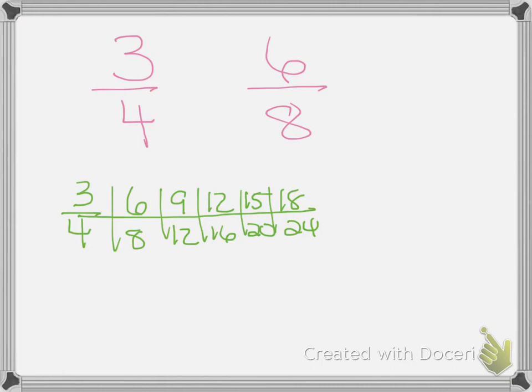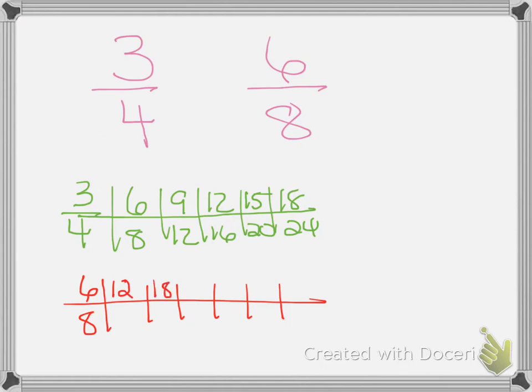All right, now I'm going to do the same for 6/8. Again, I'm going to go about 5 or 6 out, and I'm going to count by 6: 6, 12, 18, 24, 30, 36, 42. Now I'm going to count by the 8s: 8, 16, 24, 32, 40, 48, and 56.